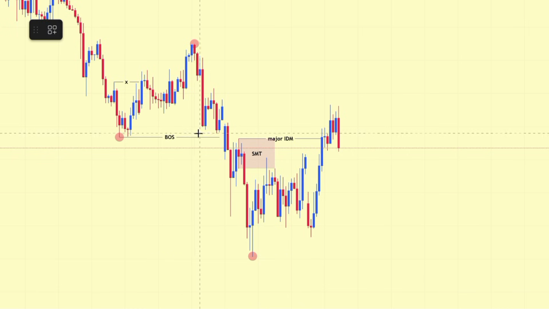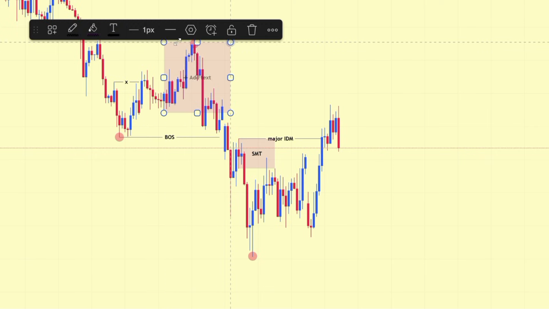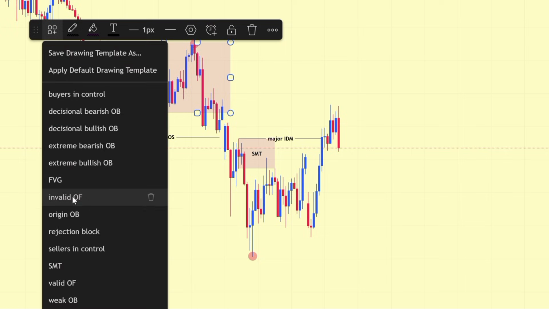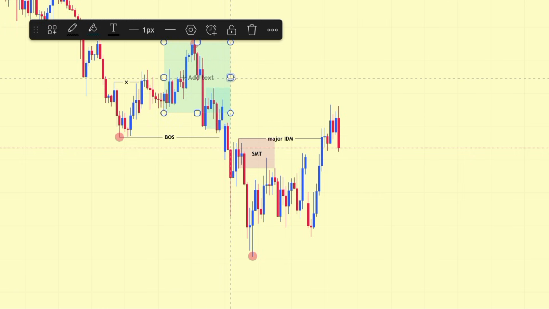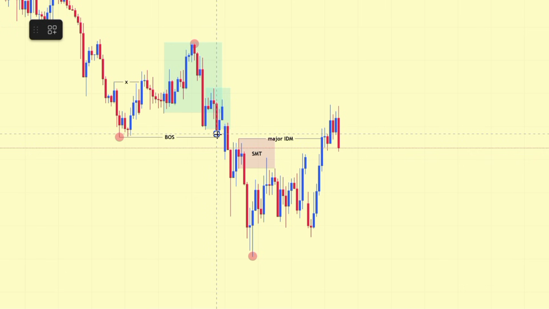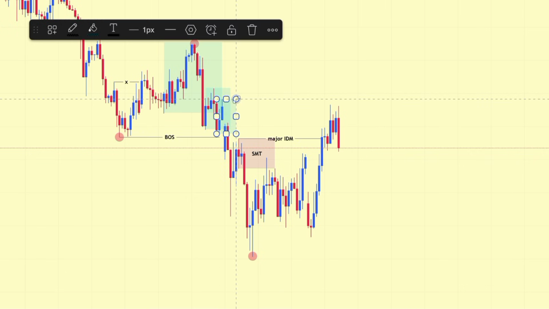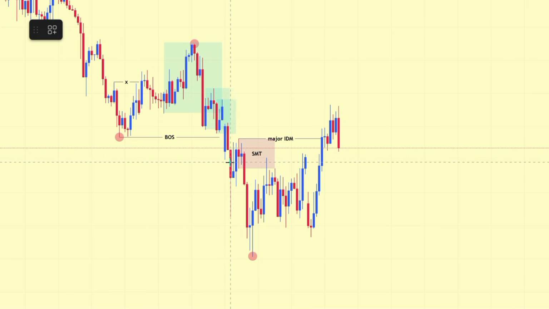Okay, so right here, if I am to mark the order flows, I can clearly see that all the order flows in this case are mitigated. Starting with this one here, this is an invalid order flow because it's mitigated, and the one that follows is also mitigated, meaning invalid. The one that follows, of course, this one here, is also mitigated, and this one here also mitigated.